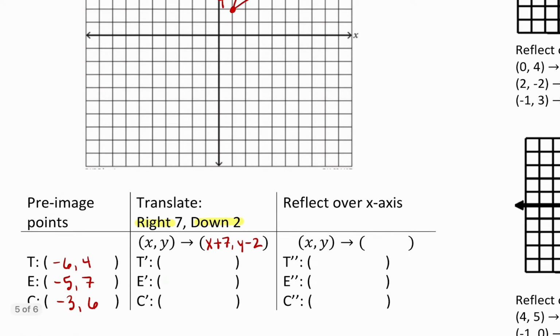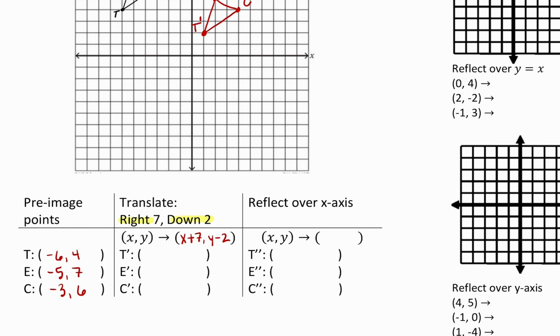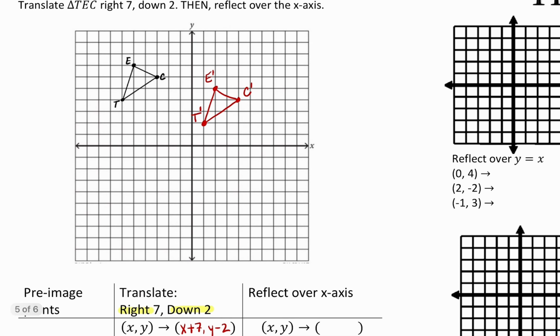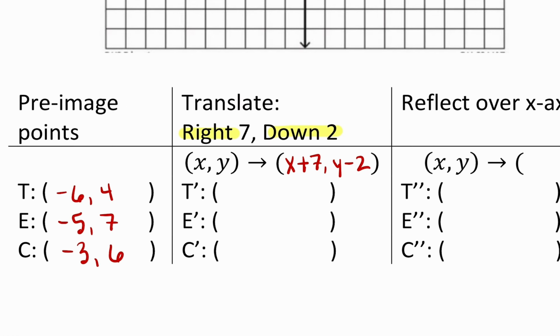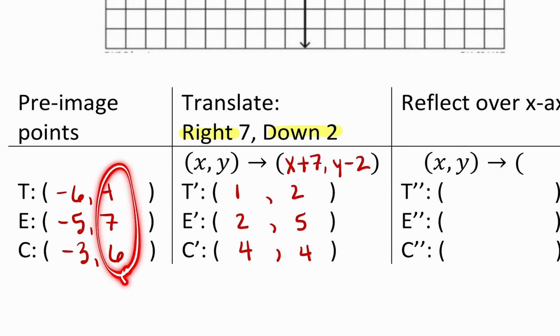You could also, if you didn't want to do it with the coordinate grid, come down here and say, okay, -6 plus 7 is 1. -5 plus 7 is 2. -3 plus 7 is 4. And then do the same thing for the y's. So all of our y's we're going to subtract 2. So we have 2, 5, 4. And all that I'm doing is taking these numbers and subtracting 2 from them to get these, okay?